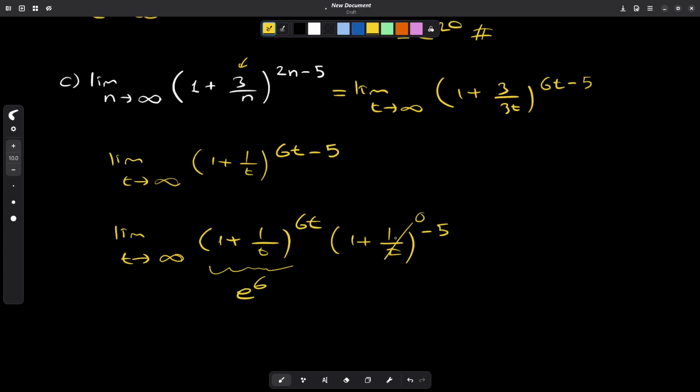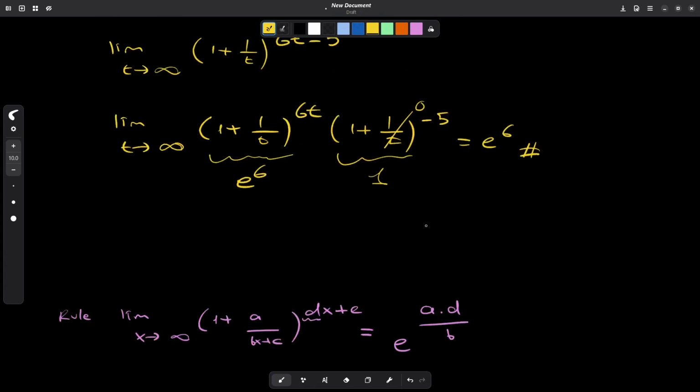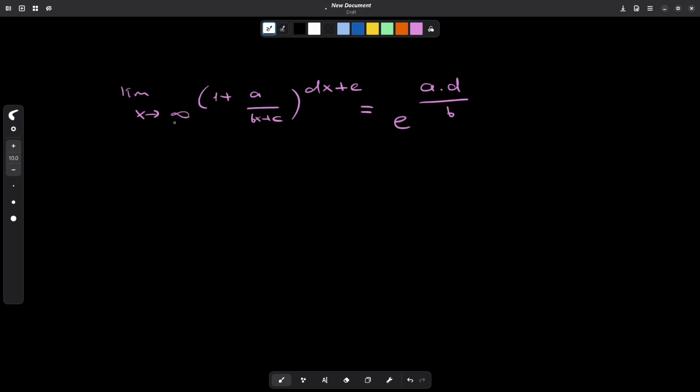This part is 0, since when I plug in 1 over t, when t approaches infinity, it is 0. We know this, we learned this. So from here, I'm getting 1. E to the 6th power multiplied by 1 is clearly e to the 6th power, so this is going to be my answer. And my last rule has the same idea, but it can help us to figure out limits faster, so let's learn it.